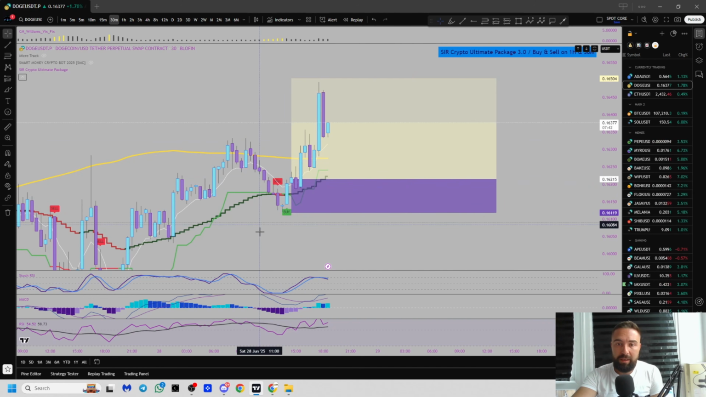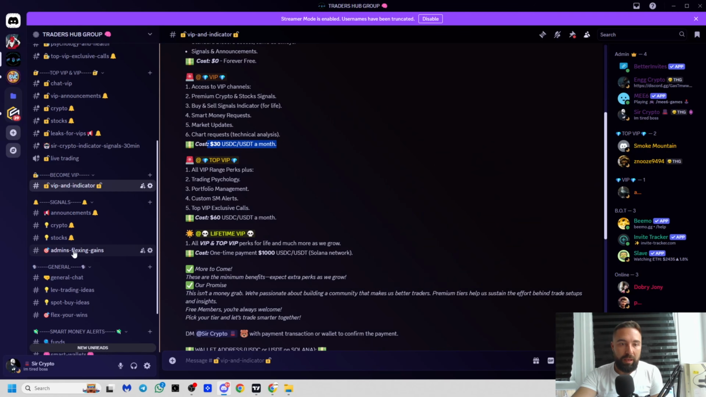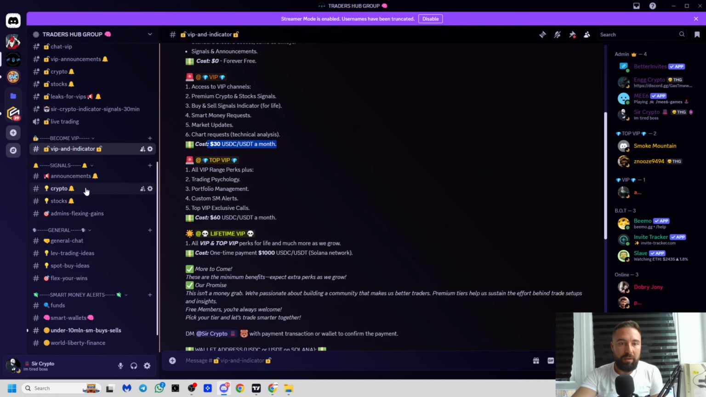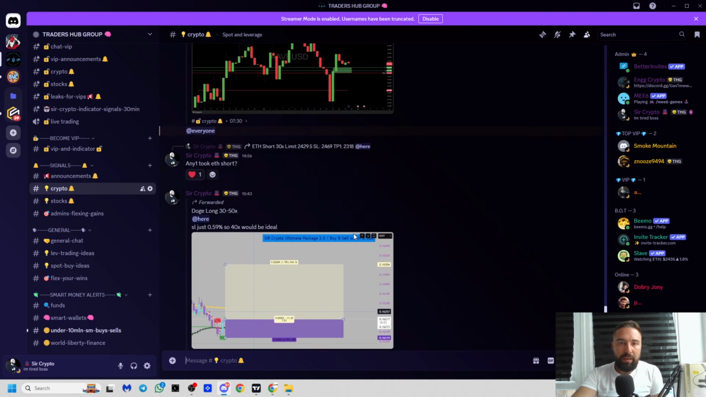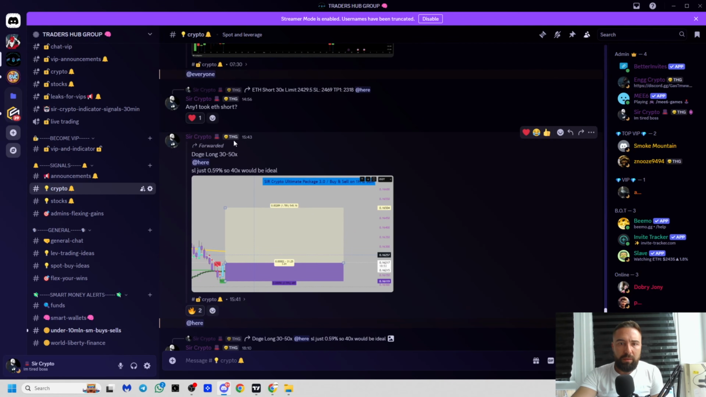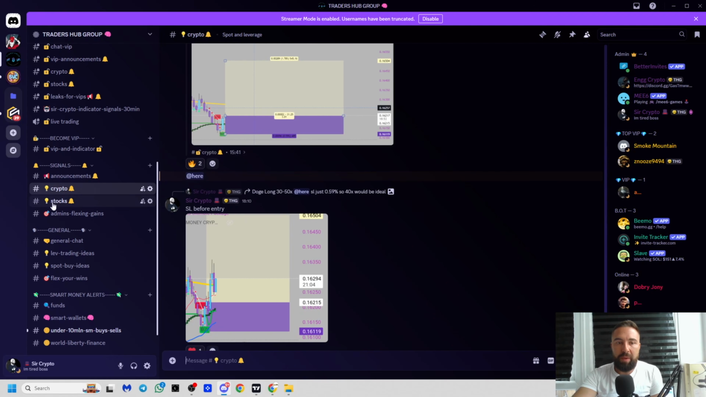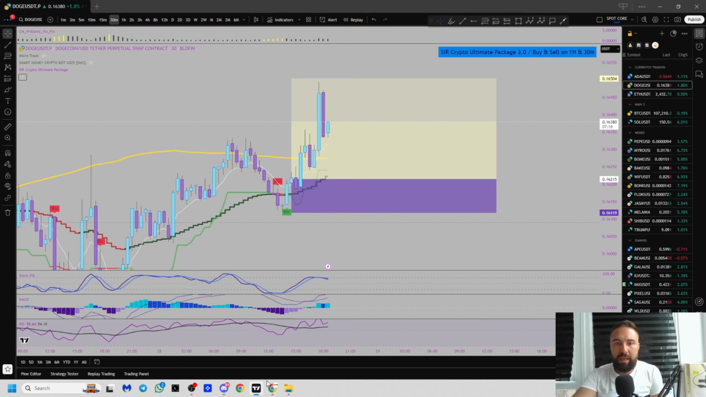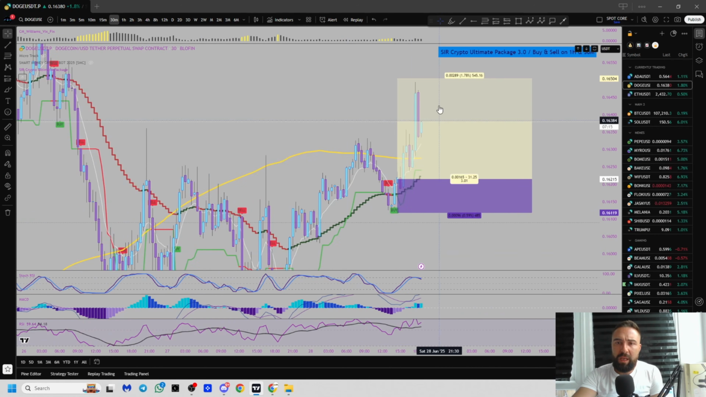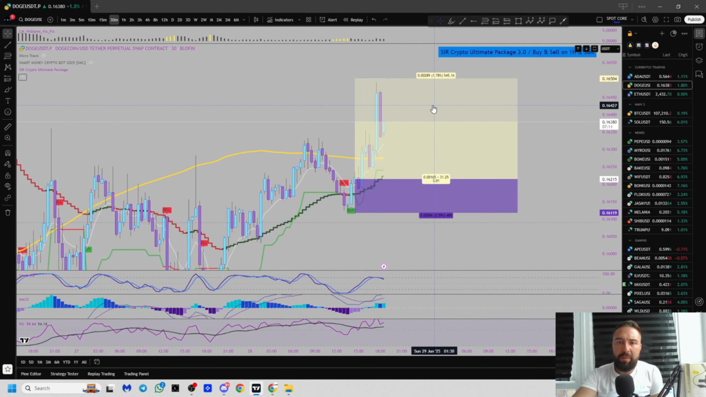So this is what I did. This one has been called, let me just show you so you don't think I took it out of my ass. Right here, Doge long 50x, stop loss just 0.6%, so 40x would be ideal. Look where it is. This is the Doge. Some people did enter the trade and made free money. This one hasn't exactly reached the take profit yet, but I'm gonna be patient with it.